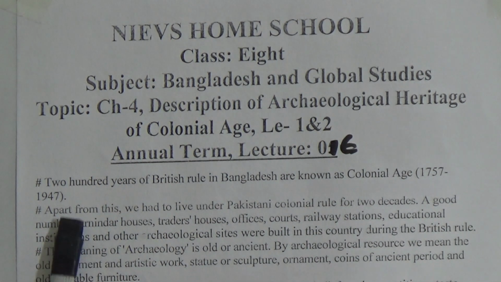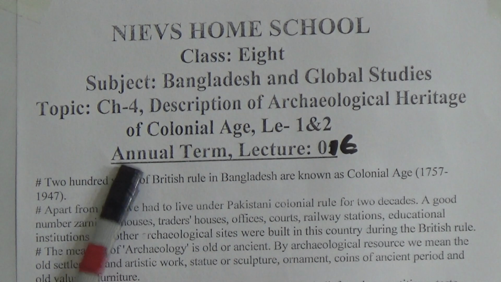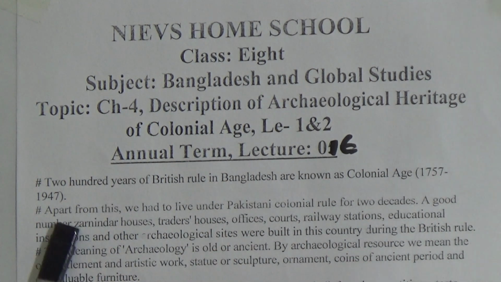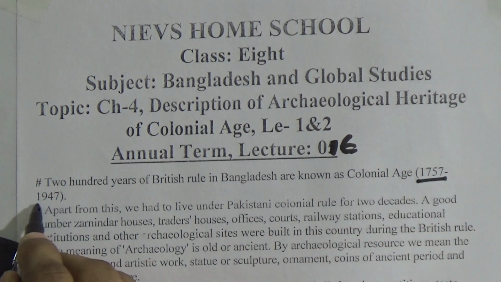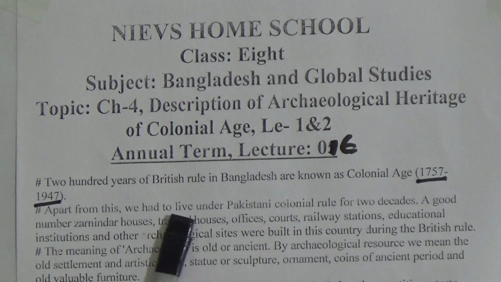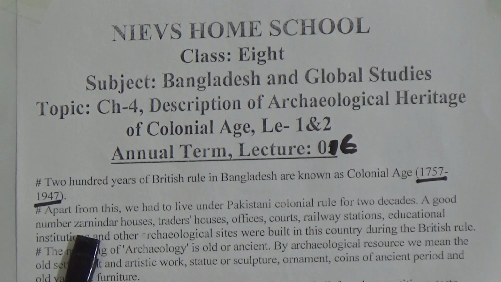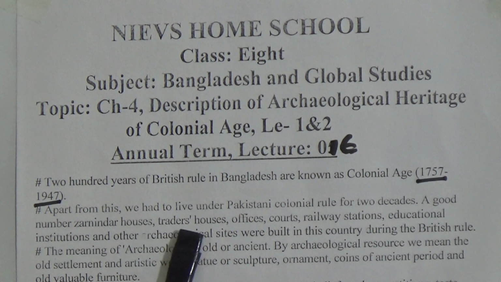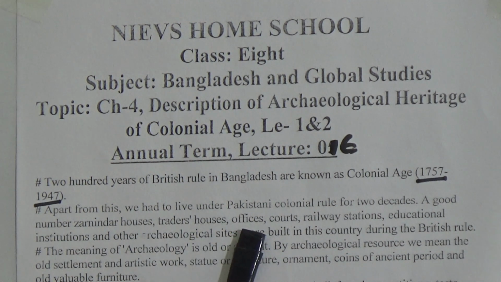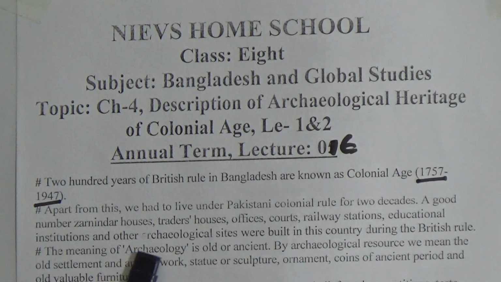So let's start. 200 years of British rule in Bangladesh are known as colonial age. So, 1757 to 1947 are known as colonial age. Apart from this, we had to live under Pakistani colonial rule for 2 decades. A good number of Jamindars houses, traders houses, offices, courts, railway stations, education institutions and other archaeological sites were built in this country during the British rule.